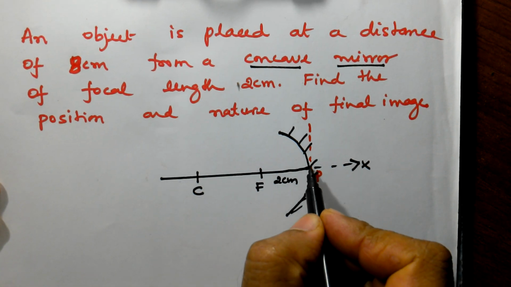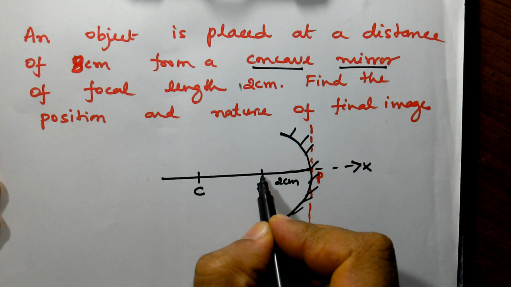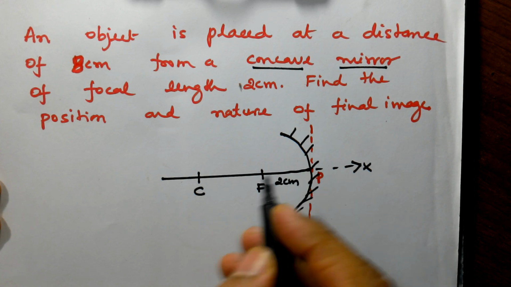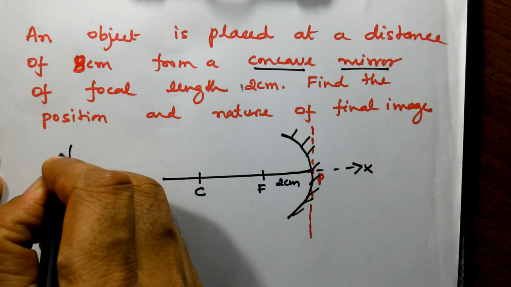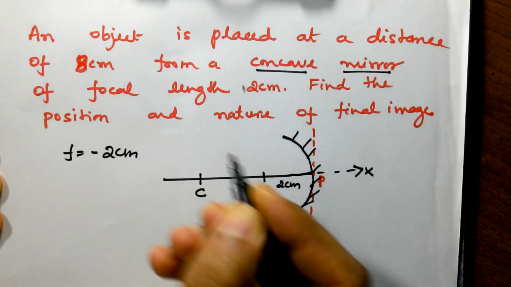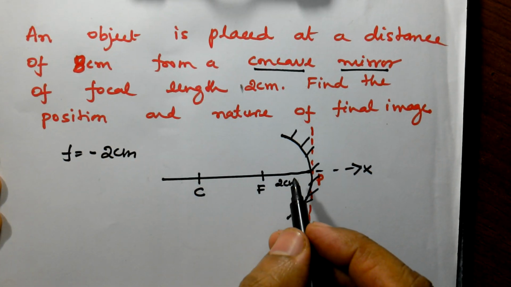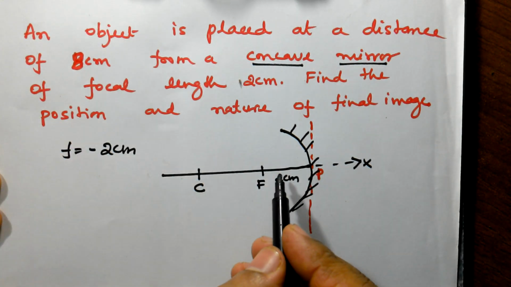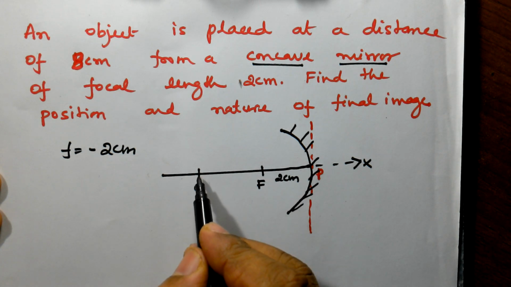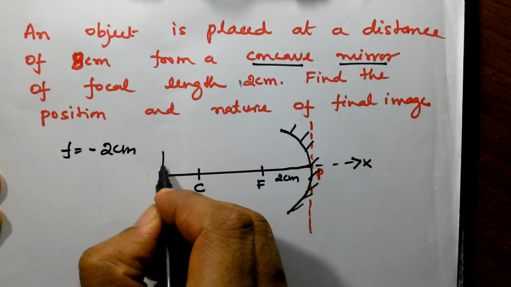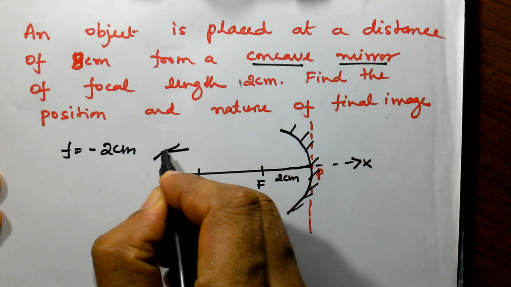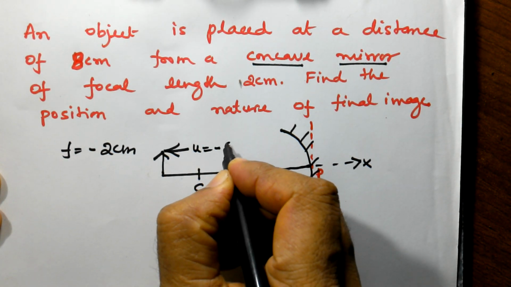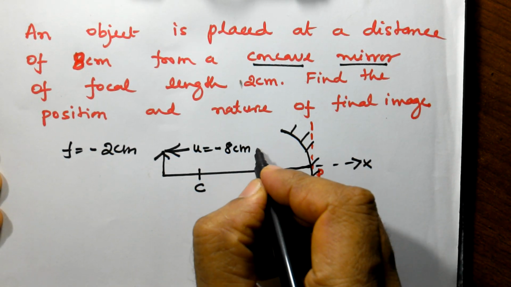Now start from the pole. If you want to measure the focus, the focus comes here, it is negative. So I will list the values. Focal length is minus 2 cm. And the object is placed at 8 centimeters. 8 means it is not even the double, it is 4 times 2 centimeters, so it should be away from the center. This is u, and u is equal to minus 8. You will understand why it is minus 8.